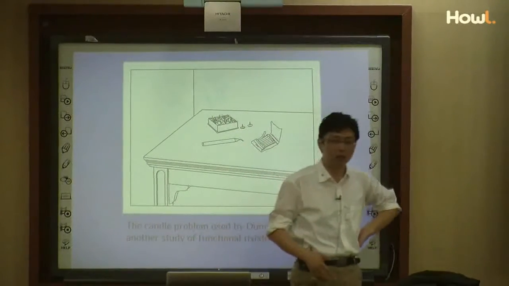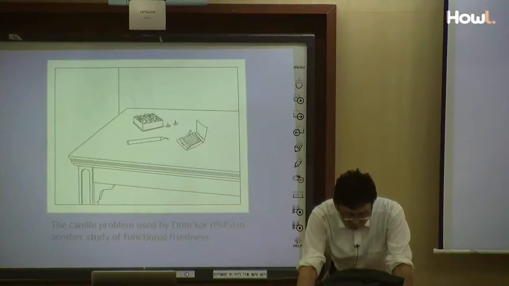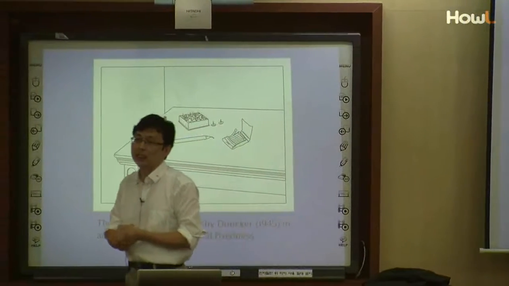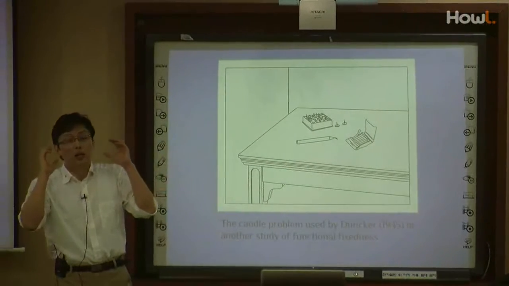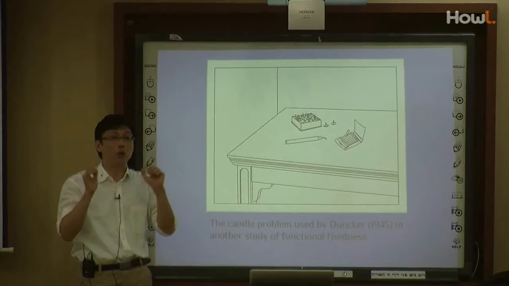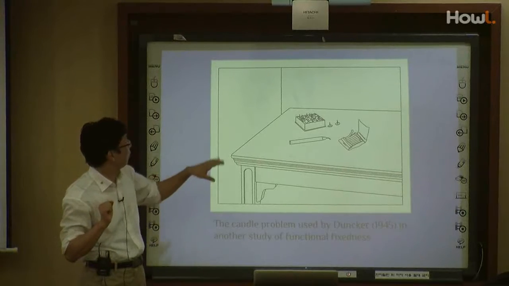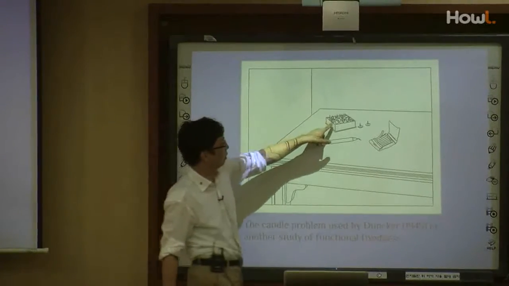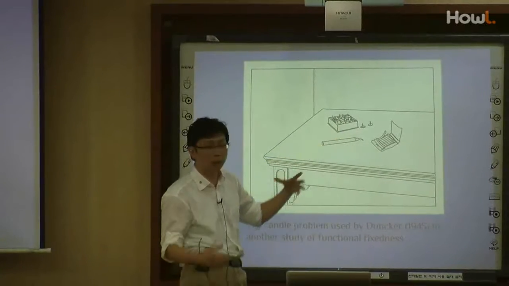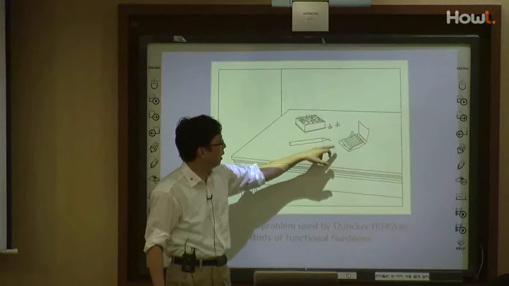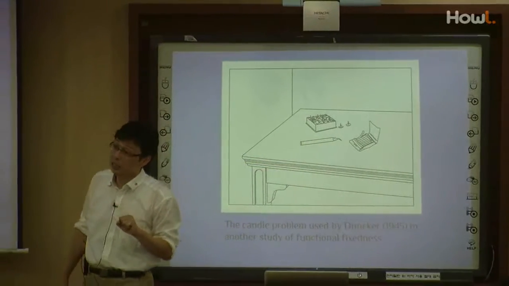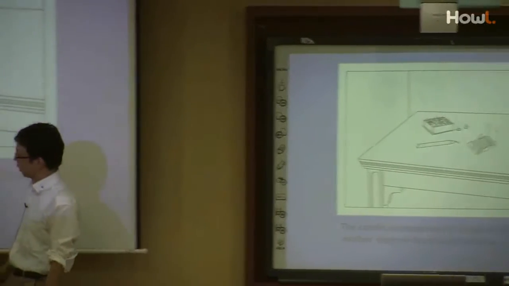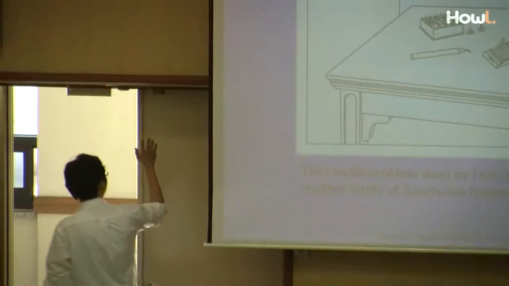The same experiment was done by Duncker in 1945 in the candle problem. The task they have to complete is this one. They have to put the candles on the door. Is there any door? I mean, there's no door in here. But they only have this one. Tacks, right? And some of the box of tacks, candle, and match. The task is they have to put the candle on the door. Likewise this way. In here.